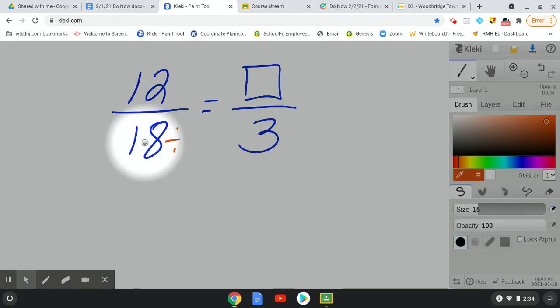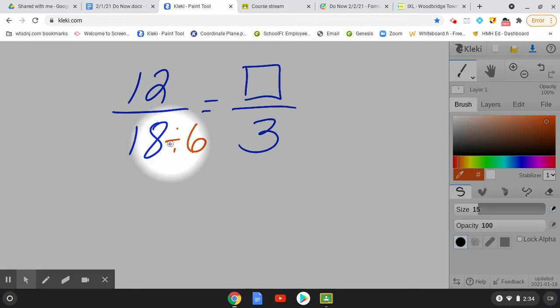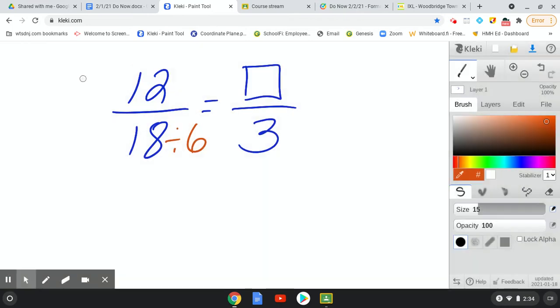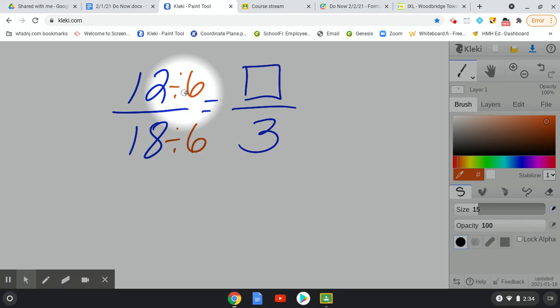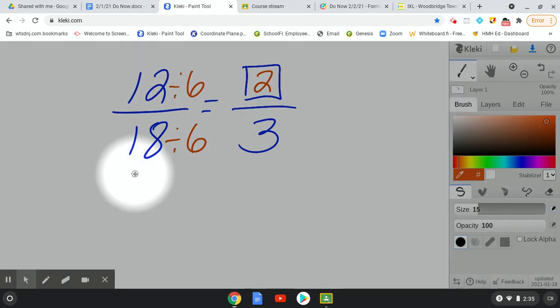So I have to say to myself, well, 18 divided by what number gives me 3? Or 3 times what gives me 18? And I know that that is 6. So if I divide the denominator by 6, I must divide the numerator by 6. So now I need to say 12 divided by 6 equals what? Or 6 times what equals 12? And I know that that is 2. So here, 12/18 is equivalent to 2/3.